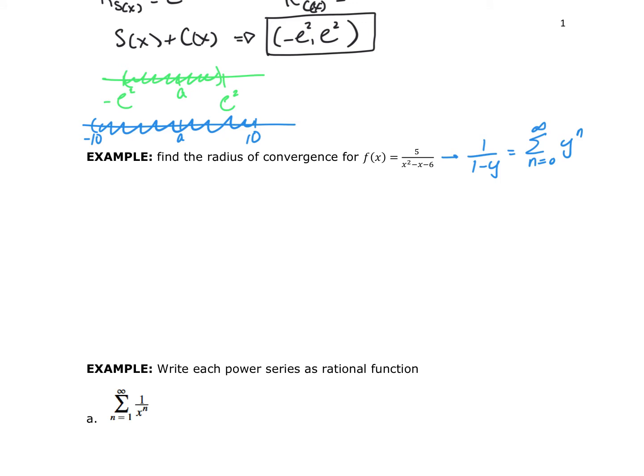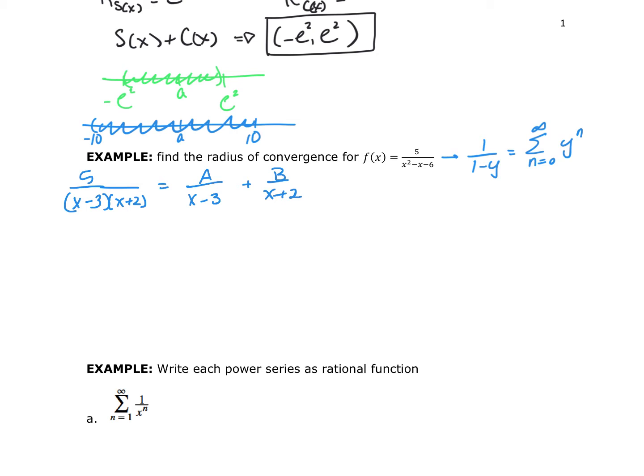So the first thing I'm going to do is write this as 5 over x minus 3 times x plus 2. By partial fractions, this is going to be a over x minus 3 plus b over x plus 2.